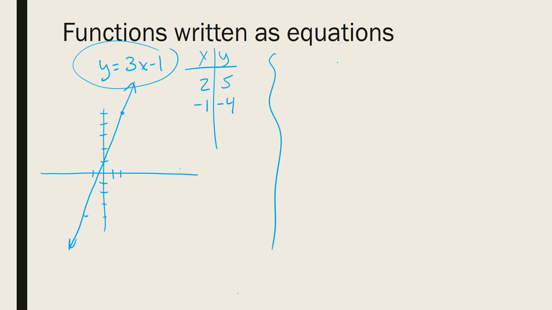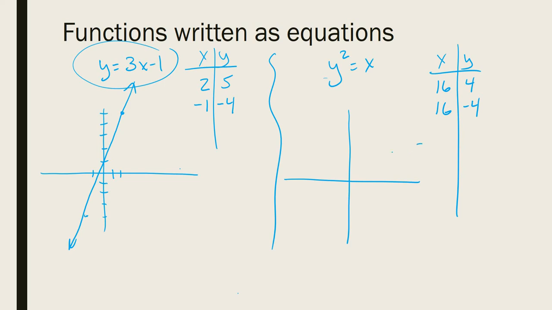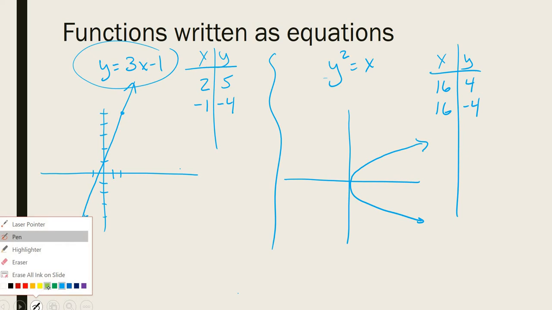Let's look at another equation. What if we have an equation y squared equals x? Now if I try to set up a table of values, if I plug in 16 for x, y could be 4, because 4 squared is 16, looking back at our equation, but it could also be negative 4. As a matter of fact, this equation looks like this, and this does not pass the vertical line test.